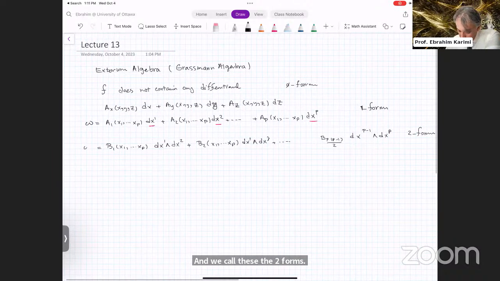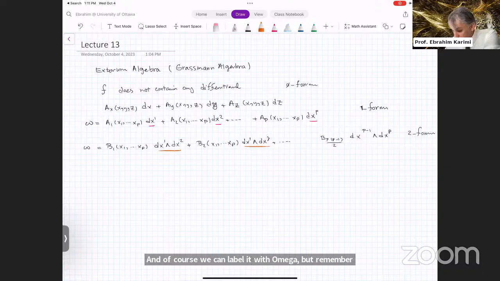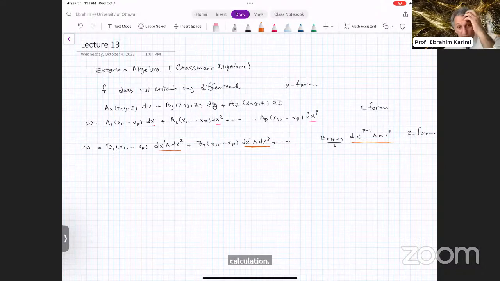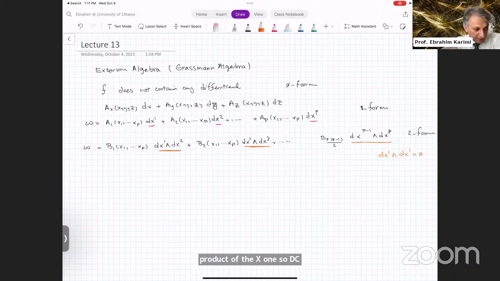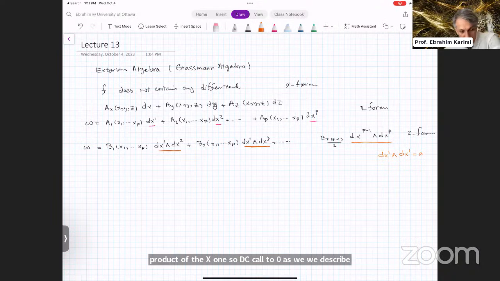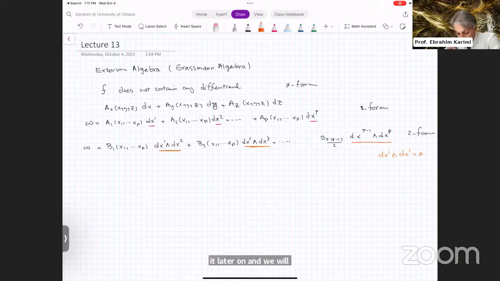Of course, we can label it with omega, but remember why we call it a two form: because these terms have two differentials appearing in the calculation. And remember, these differentials that appear are different. So we don't have, for example, dx1 wedge product dx1, or what we call the exterior product. This is equal to 0, as we proved in the last lecture.